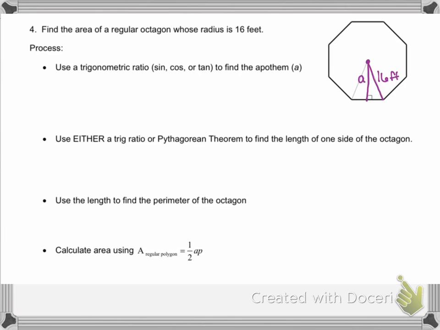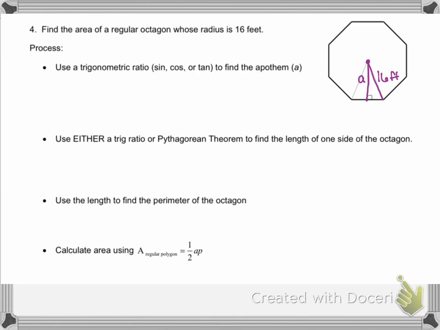So here's your process as detailed out here. First things first, we're going to go ahead and find the apothem. That's probably the easiest way to start. So in order to do that, you need a trig ratio, okay? You don't have enough info, you only have the one side. So we're going to use trig, using sine, cosine, or tangent to go find the apothem.